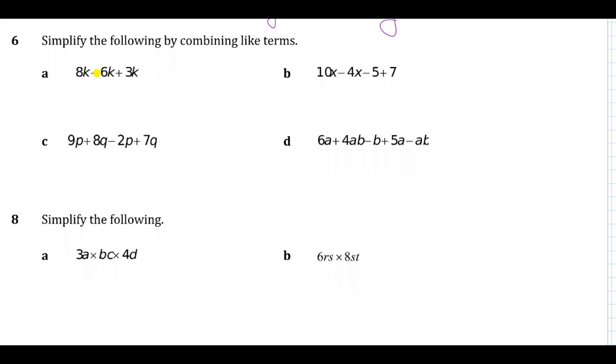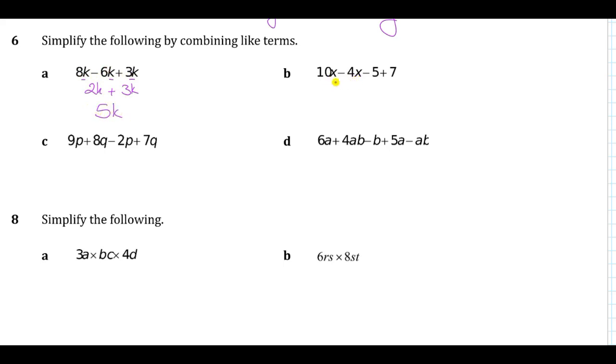Question 6. Simplifying these like terms, they're all K. 8 take 6 is 2, plus 3 is 5. I've got 2K plus 3K, which is 5K.